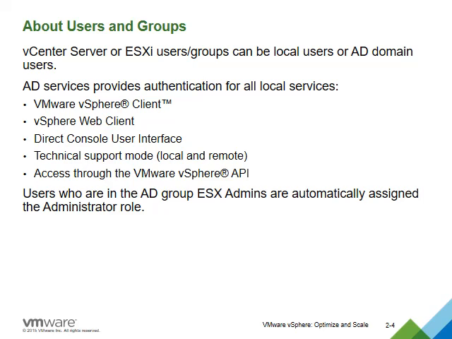The users who are in the Active Directory group ESX Admins are assigned the administrator role. For the ESXi host, you can use the vCenter vSphere Client or the VMware vSphere API to log in to your Active Directory accounts. On each ESXi host, you can also use the DCUI and the vSphere ESXi Shell to log in to your Active Directory account. Only users who are signed in with the administrator role can log in to the DCUI.